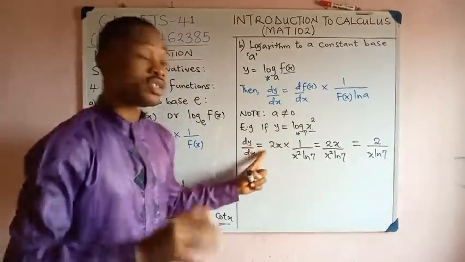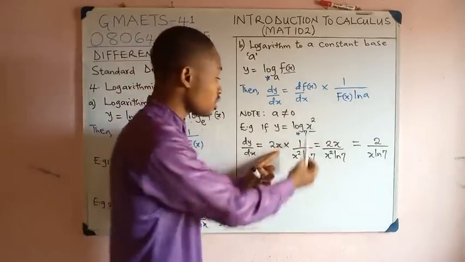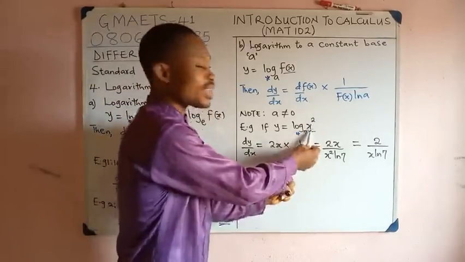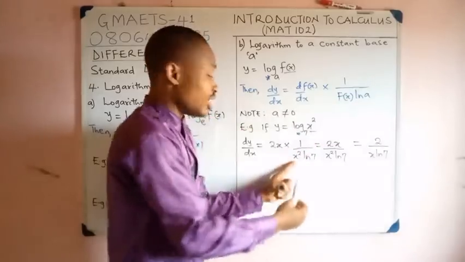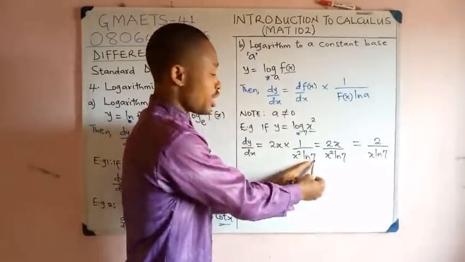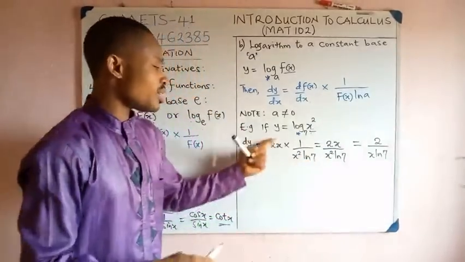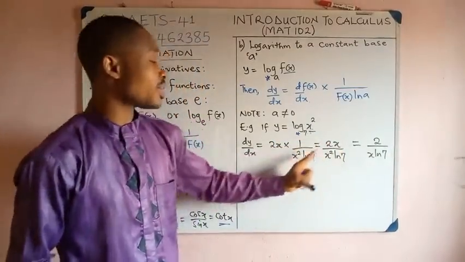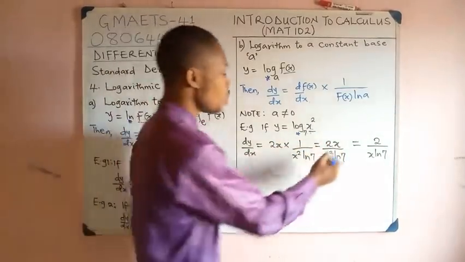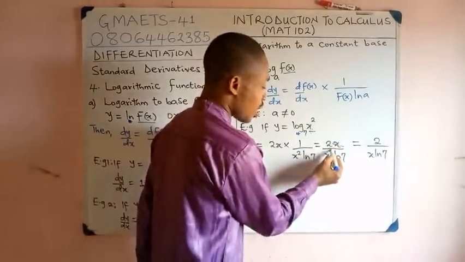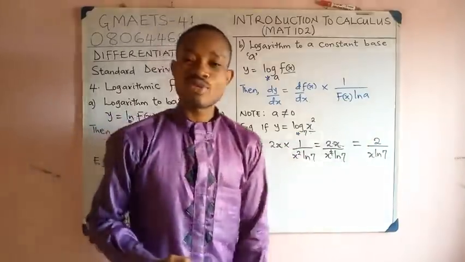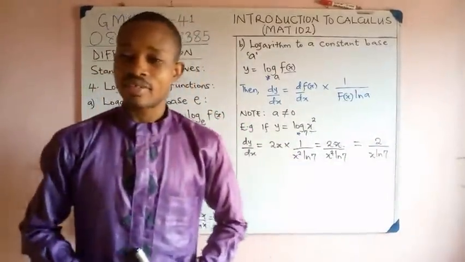So dy/dx is now going to give us: differentiate the minor function x squared, you're going to get 2x, then times 1 over that x squared, like 1 over f of x, are you saying that? Times 1 over ln a, where your a here is what? 7. You are done with that. The next thing is just to simplify further, if necessary. 2x times 1 will give us 2x divided by x squared ln 7. And of course, you know that this x can cancel out one x here by dividing. You'll be left with one x in the denominator. The numerator will be 2, all over x ln 7.